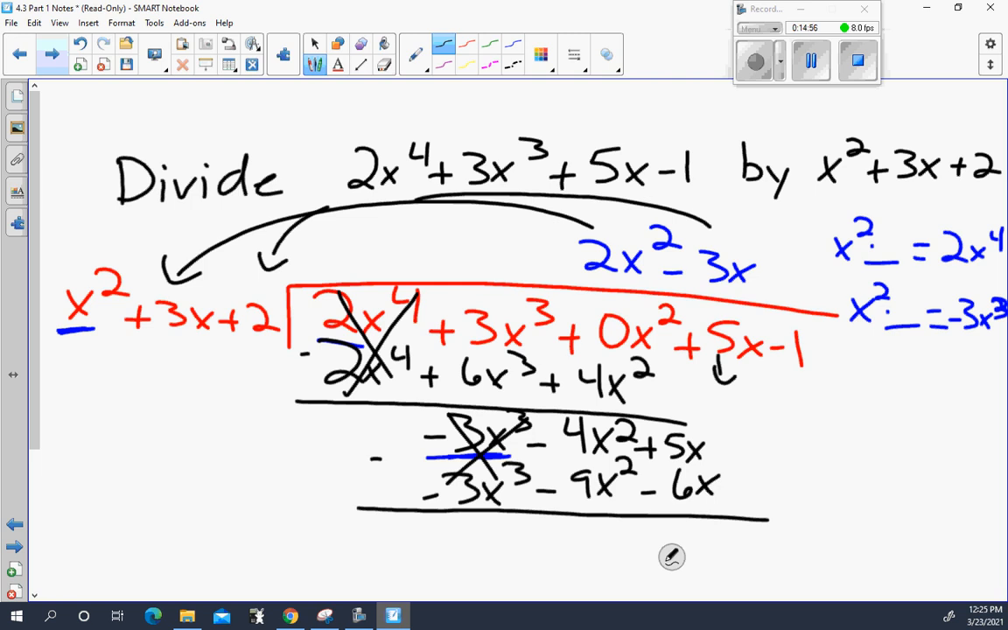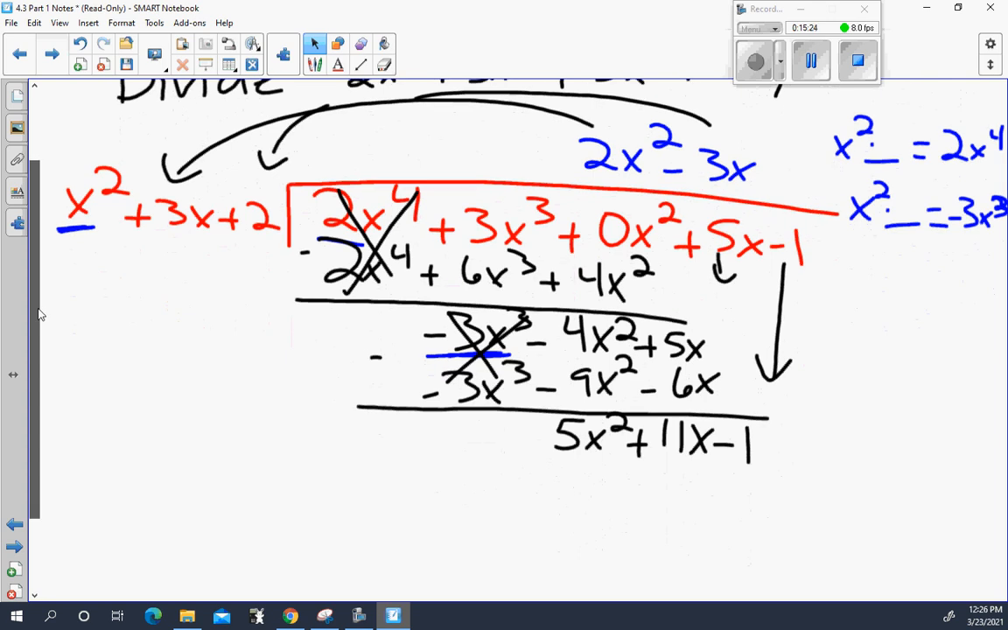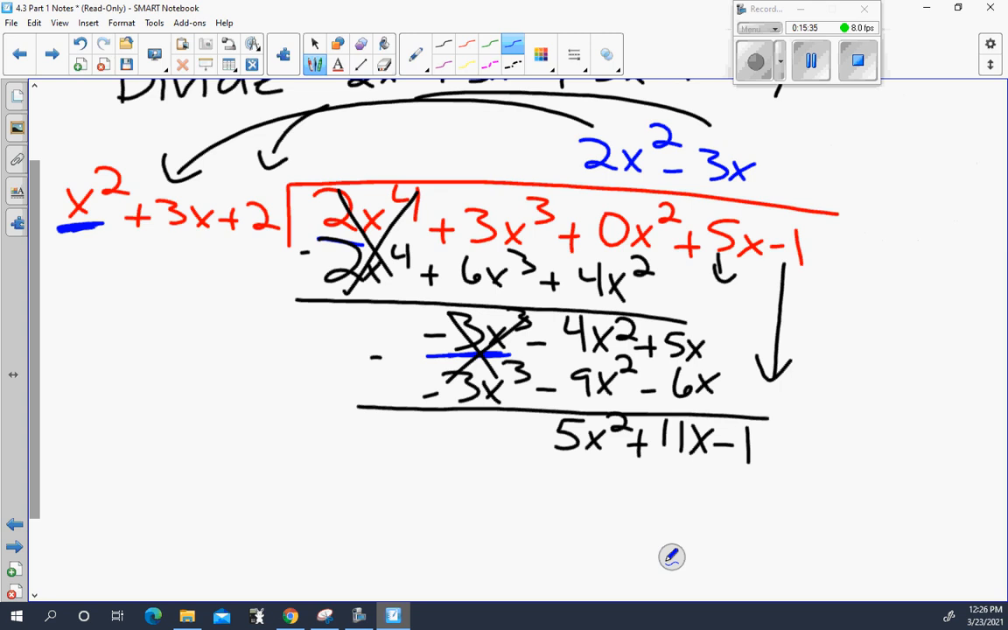Negative 4x squared minus a negative 9x squared becomes positive 5x squared. And then we have 5x minus a negative 6x. Again, it's positive. So we're going to get plus 11x. And we have one more thing to drop down. It's minus 1. Wow, this is a big one. Big problem here. But we only have one more step because we just dropped down our last thing. And I'm going to erase this over here.